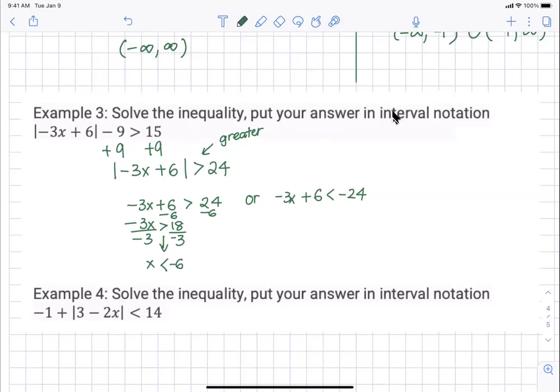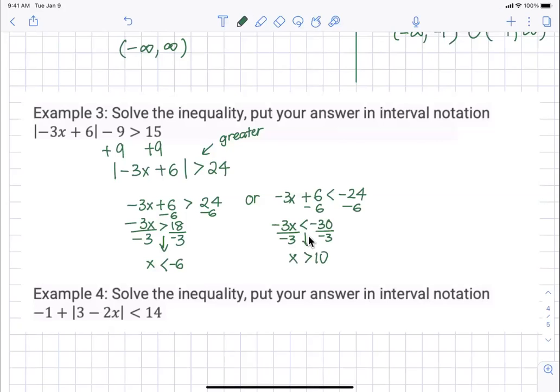Okay, and now we're going to deal with the other one. Subtract 6 on both sides. I will have negative 3x less than negative 30, and then divide both sides by negative 3. I'm going to have x less than 10. Oops, I forgot to change the inequality sign. Whenever I divide by a negative, I need to change the inequality.